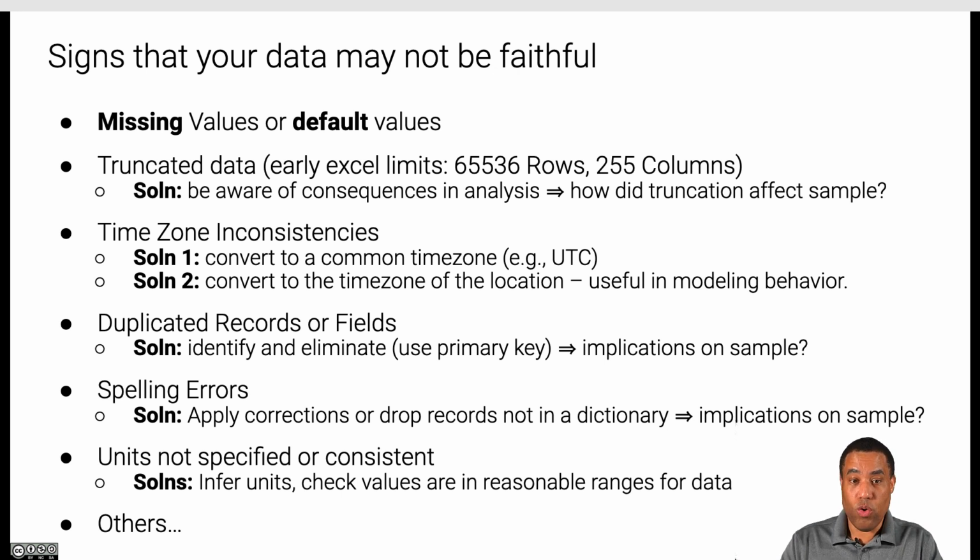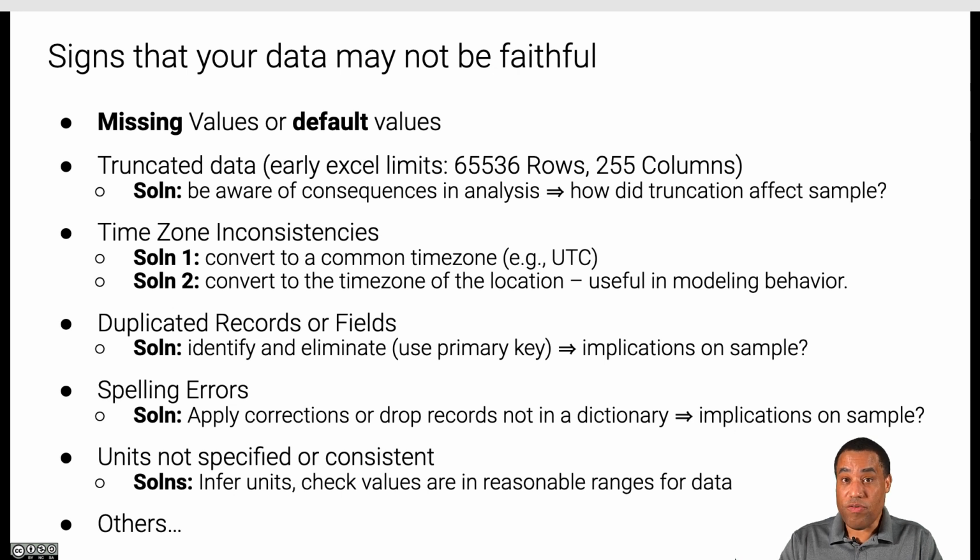Duplicated records or fields are another sign that something might be wrong with your data. And so the solution is to identify and eliminate those records, and use maybe the primary key to do that. But you have to be very careful that that elimination doesn't induce biases. And so look at the implication it has on the sample. Another example would be spelling errors. And so here the solution might be to apply corrections or drop records for things that are not in your dictionary. Again, be careful about biases that might be induced and the implications on your sample.